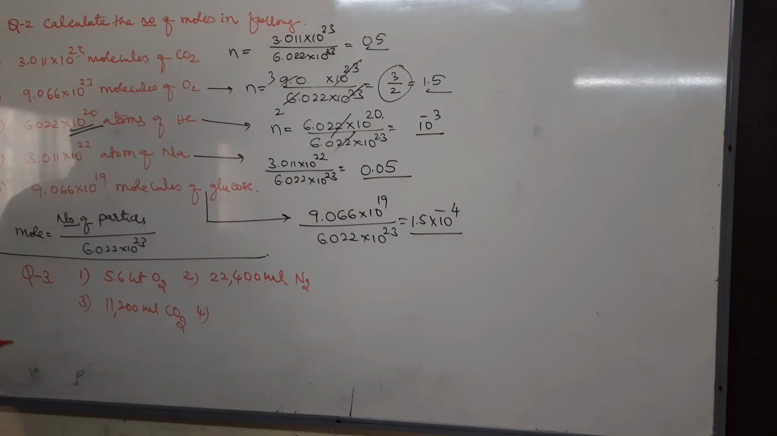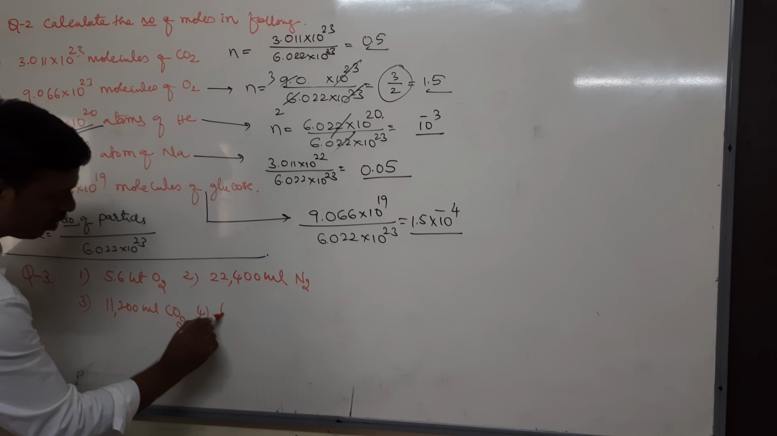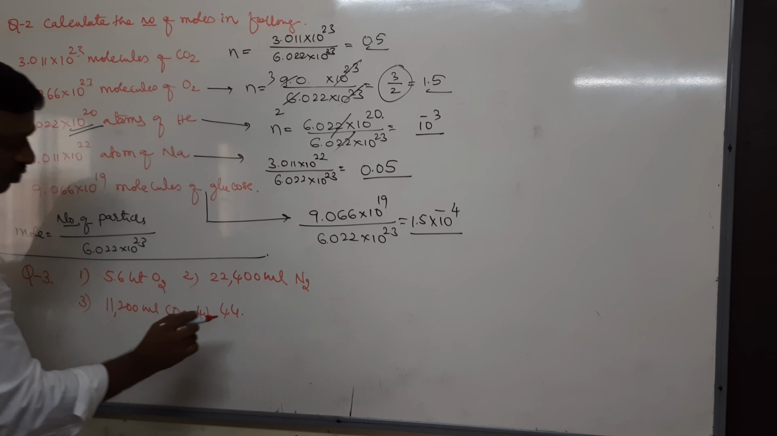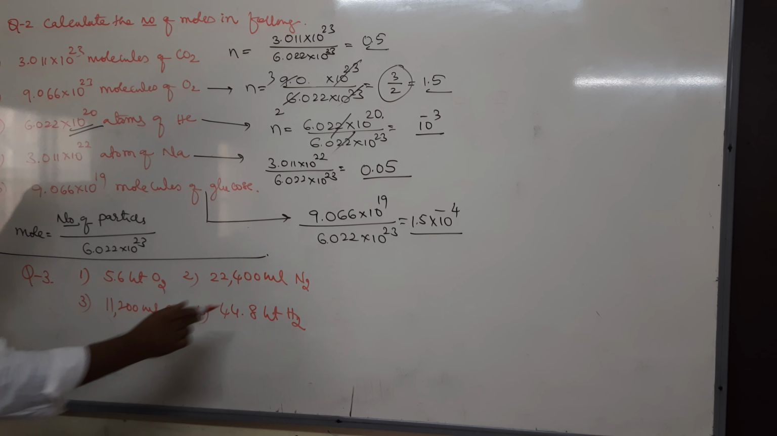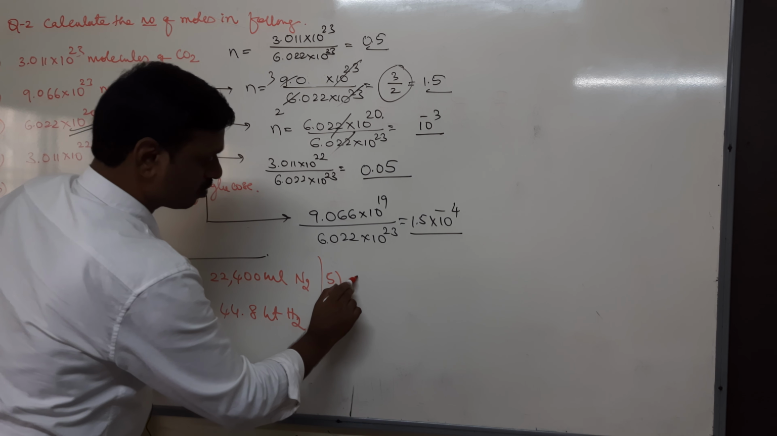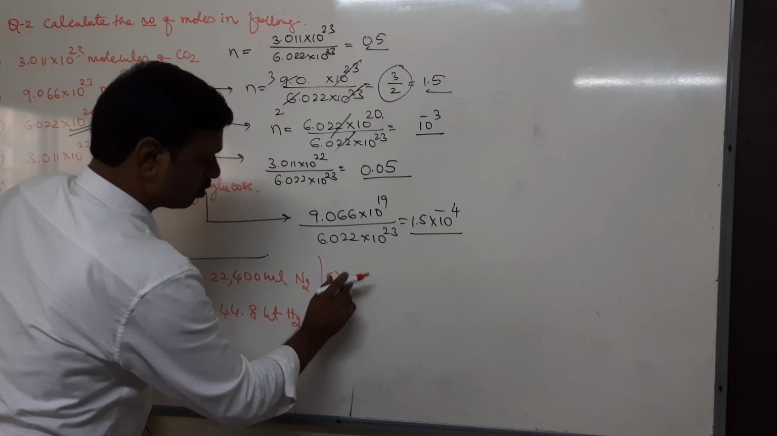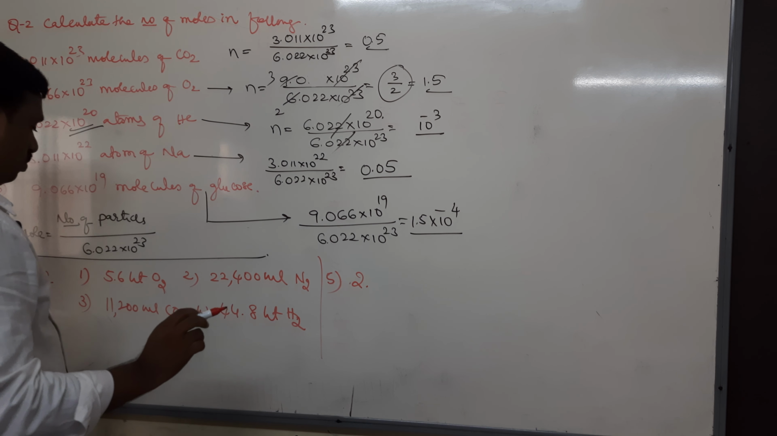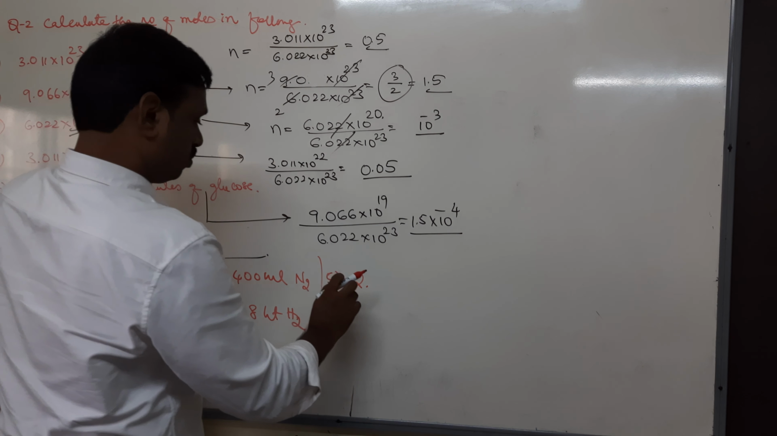4. It is 44.8 liter hydrogen, and 5. It is 2.18 liter of NO2. Okay, so calculate the mole.